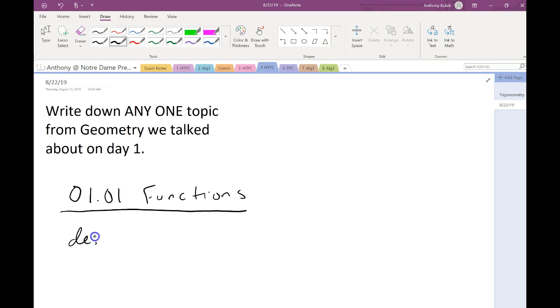So let's start with our definition for a function.